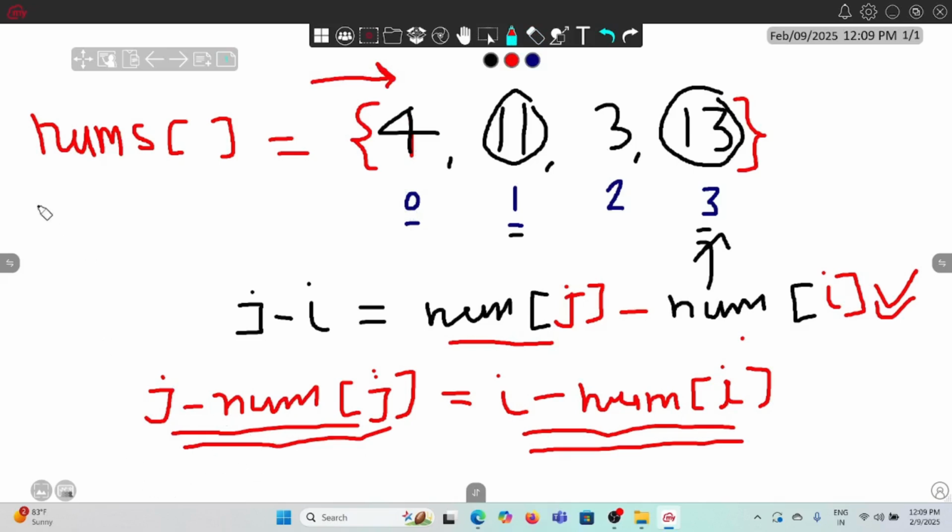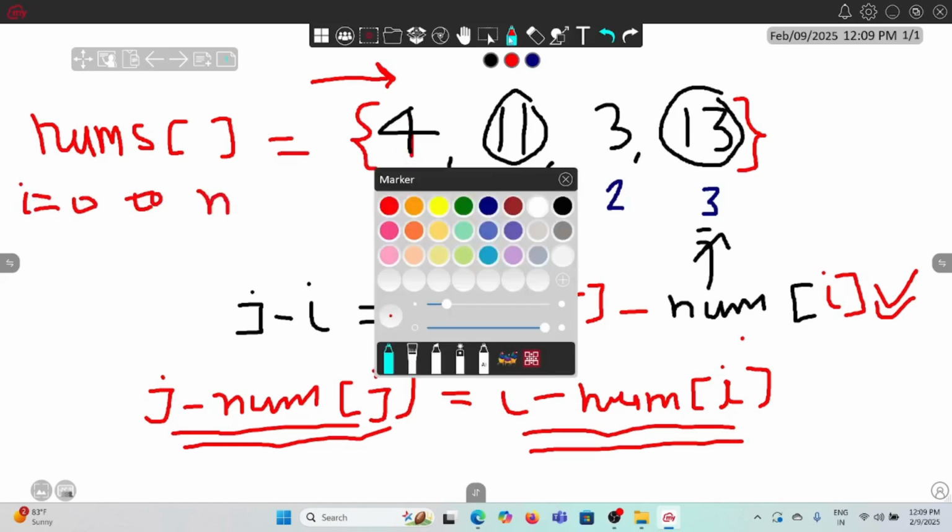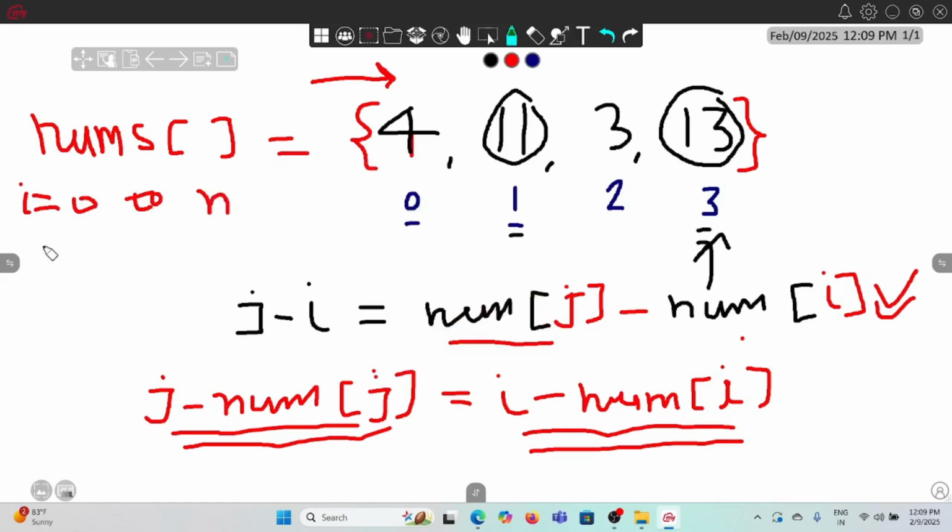For example, we are going from i equal to 0 till n, because n could be the size of this array. So i equal to 0 to n. But we have to find the diff. We can call it integer diff, so diff equal to i minus nums[i]. This is what we are going to do.